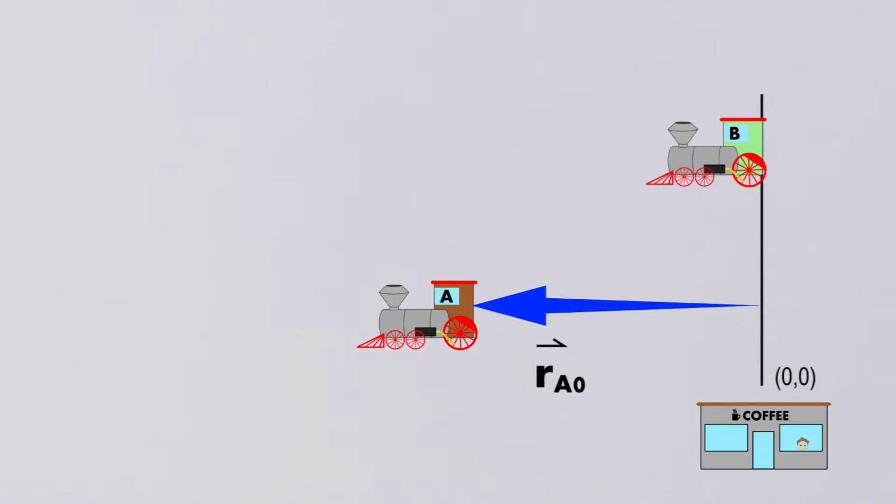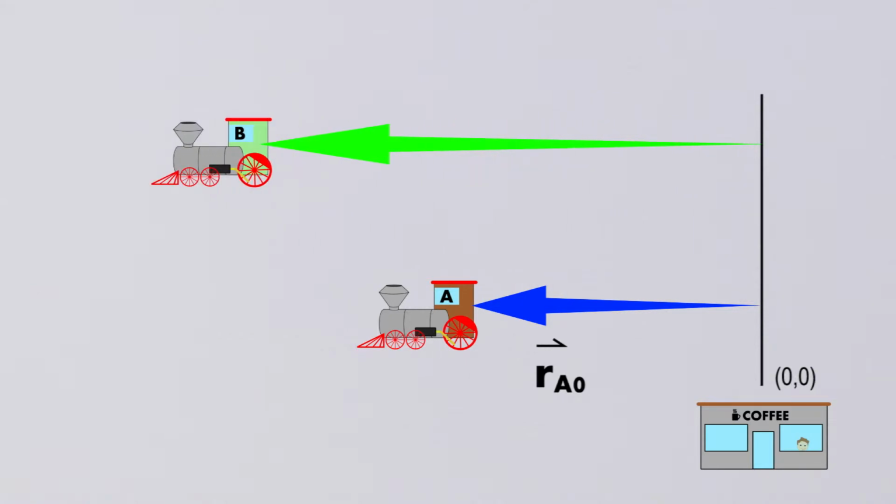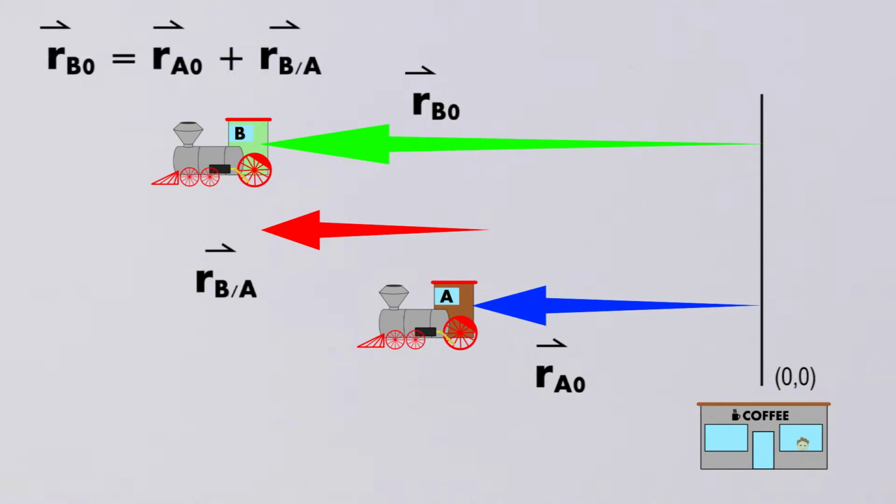Now, let's assume there's another train B traveling in the same direction, and its position is shown further down and denoted as r sub b 0. So, from your basic vector algebra, you can write a simple position equation as shown here. r sub b 0 is equal to r sub a 0 plus r sub ba. What this means is position of train B is equal to position of train A plus position of train B with respect to A.